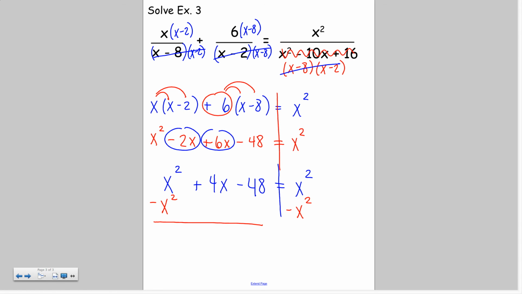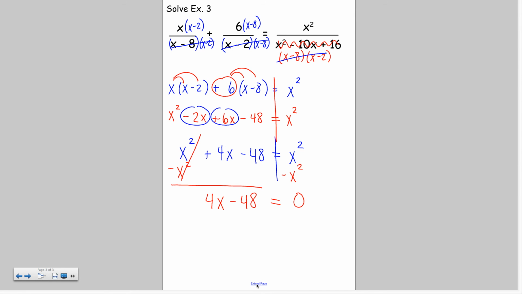So I'm left with 4x minus 48 equals 0. And we've discussed the only time that really that should happen is when you have to factor. So we're actually going to have to move something back over. If you're working ahead, you may have done this in a different order, and that's fine.